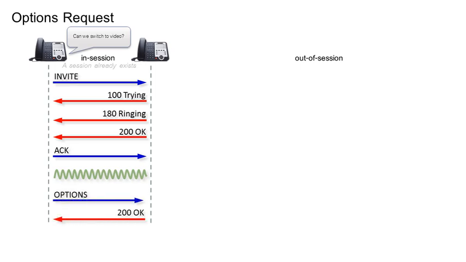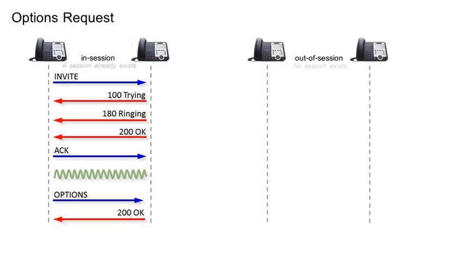Now, capabilities can be sought in 2 contexts, in session and out of session. In the in-session context, the 2 parties are already connected in a call. If one then wants to change something, perhaps to add video, it can send an in-session OPTIONS request to check that the other client supports video before issuing an updated INVITE. The other context, the out of session, well, it's the same context we discussed a moment ago, where with no existing call, one party seeks the capabilities of the other.